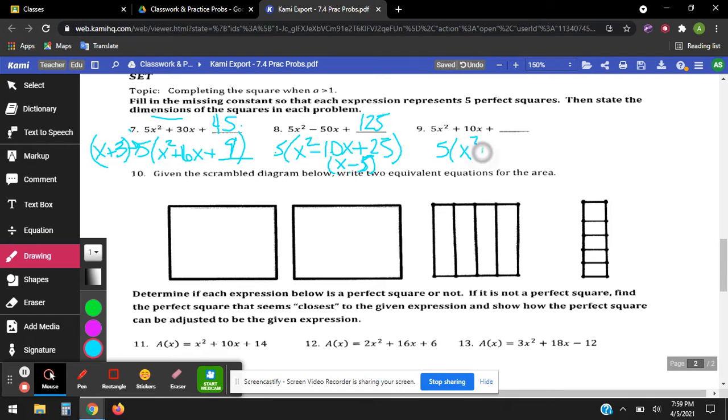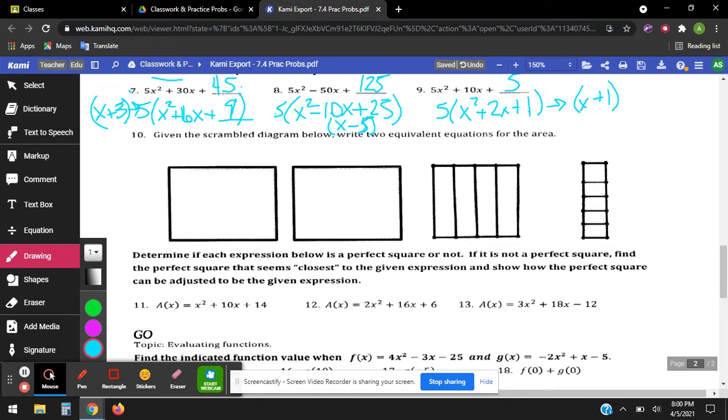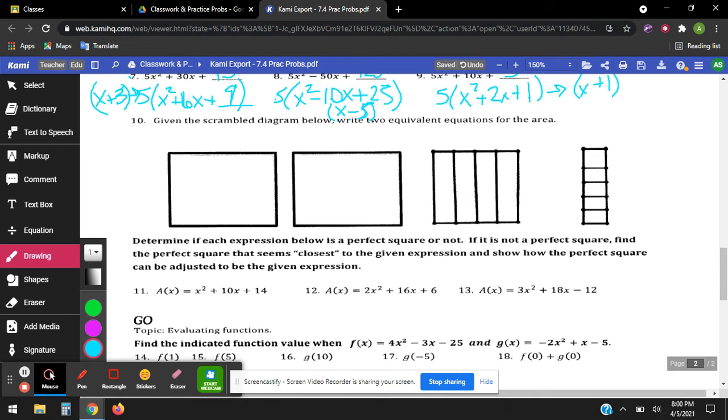All right, and this one, 5. We end up with x squared plus, let's see, 10 divided by 5 is 2x. Half of 2 is 1. 1 squared is 1. So 1 times 5, I'd have 5 at the end. And that makes my square dimensions x plus half of 2, which is 1. All right, so given the scrambled diagram below, write two equivalent equations for the area.